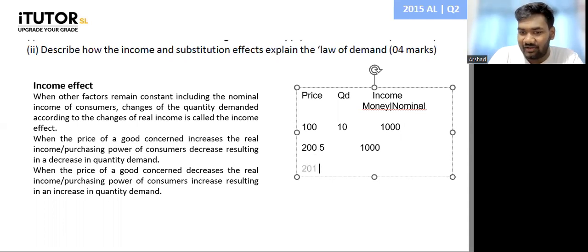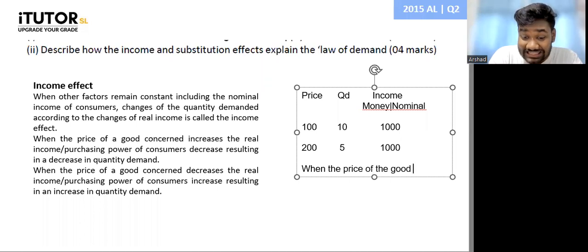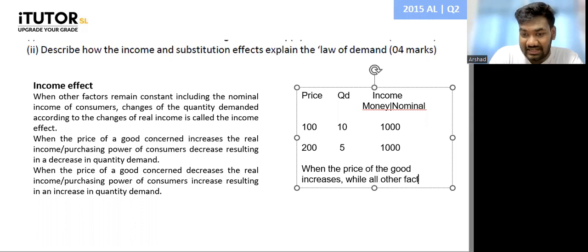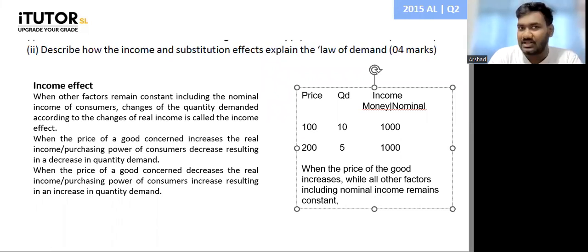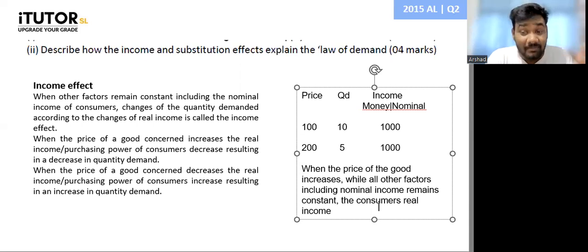I'll just explain one side of it. Listen, right? So when the price of a good, right? When the price of the good increases, okay, while all other factors, including nominal income, remains constant, what happens? The consumer's real income, remember, real income and purchasing power is something different than nominal income.